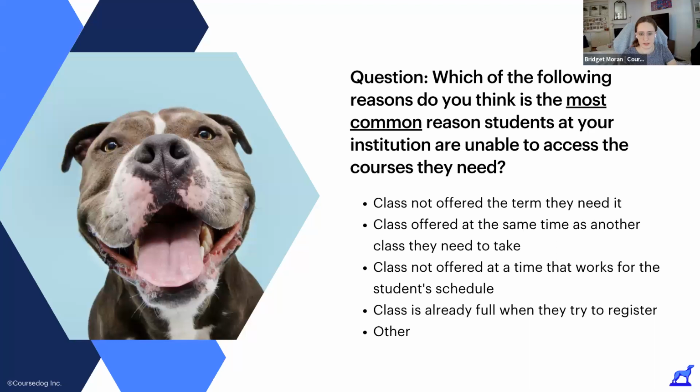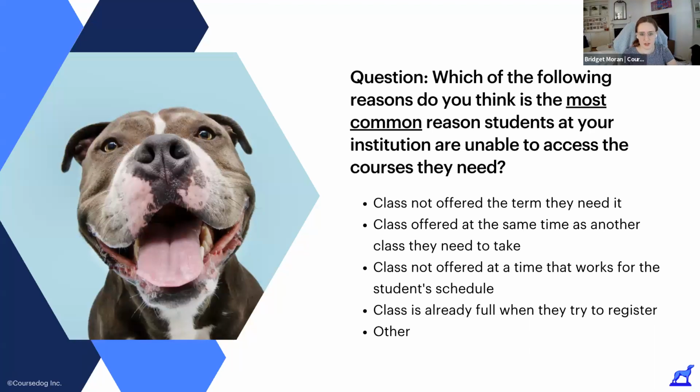Okay, so it looks like we have stopped the poll and we can all see the results here. The top result was class is not offered at a time that works for the student schedule. Yep, I think that makes a lot of sense. And that could mean, like I mentioned on this slide, a student has a job, they have caretaking responsibilities, or maybe they're a student athlete. Maybe they have something else that is competing with our schedule. So I think that really resonates with a lot of institutions.